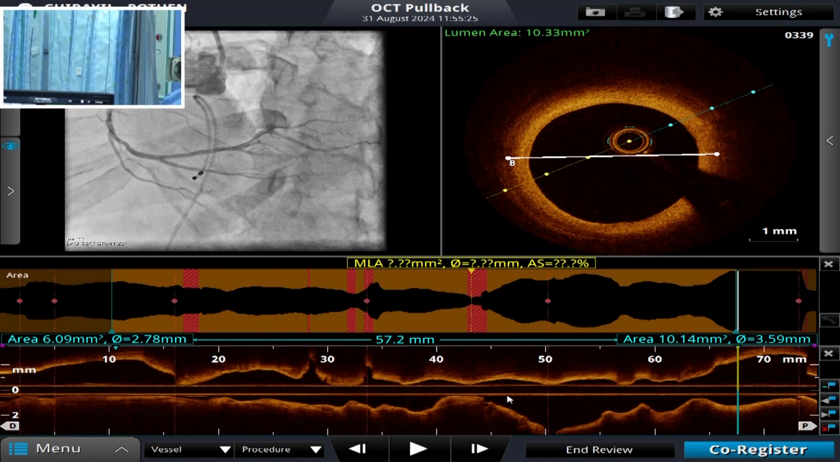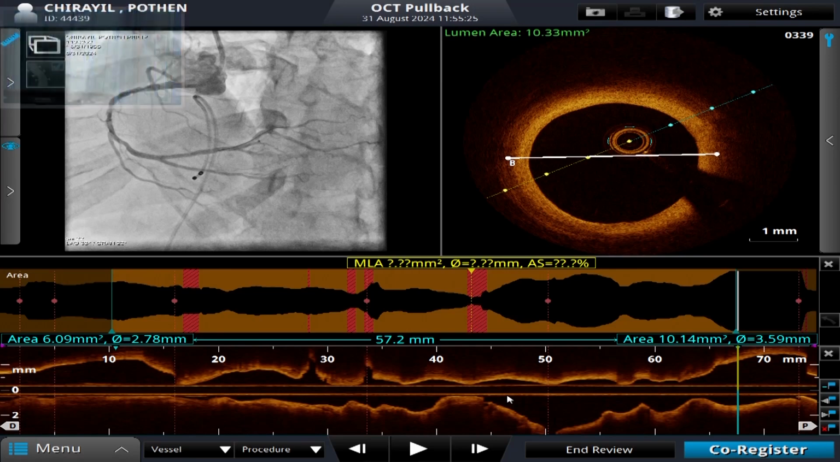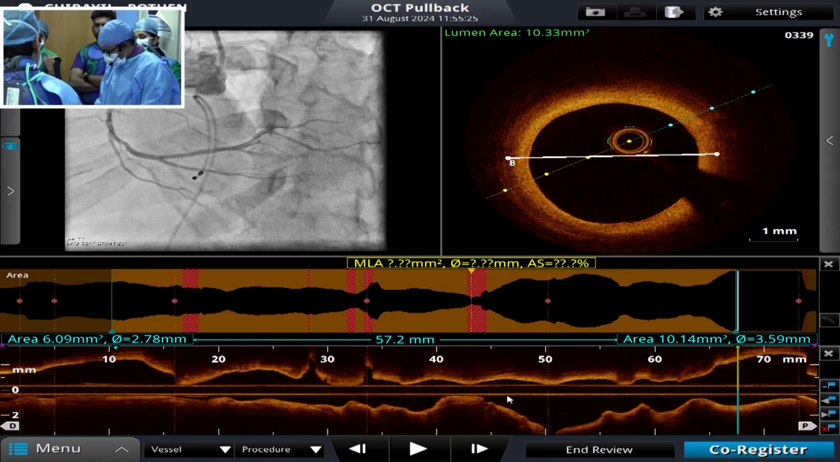Sir, in this, what speed will you use? 80K, both 80 or 120? Balloon occlusion. Yes, Vishnu, you can answer that. Because the vessel size is bigger. It's much bigger, true.